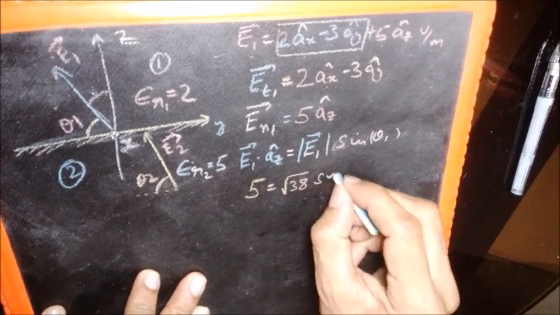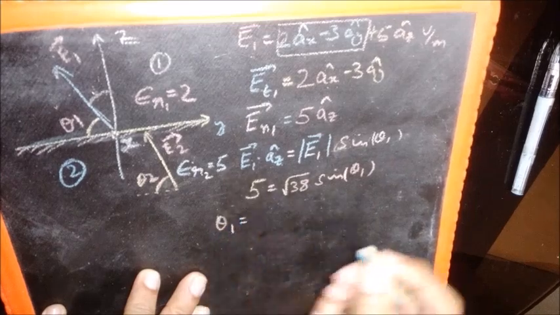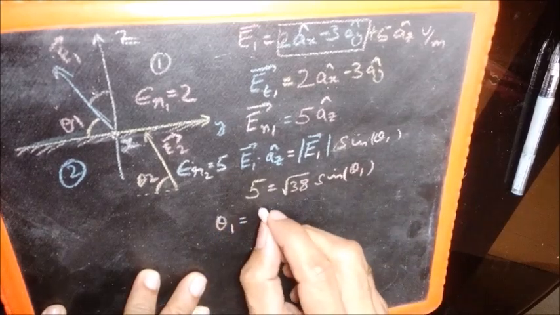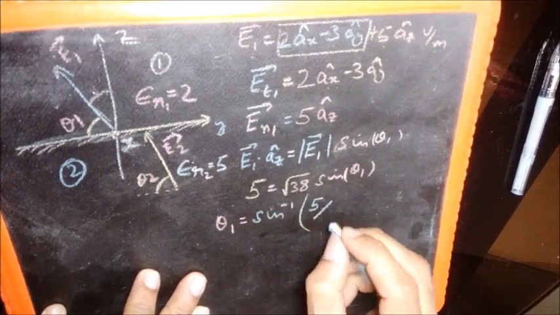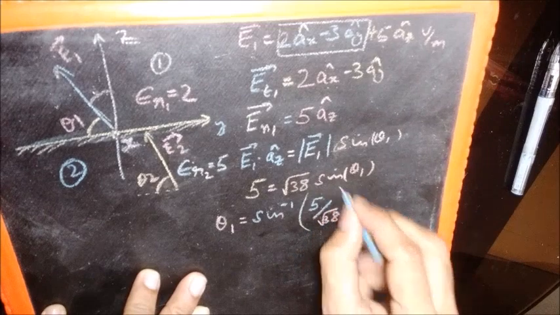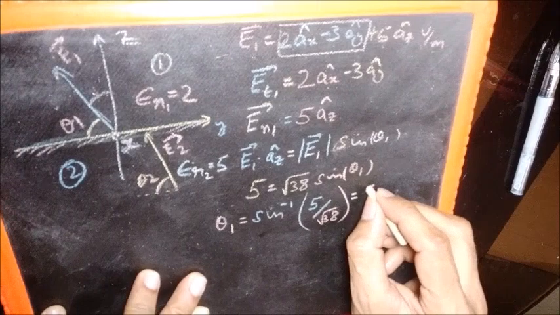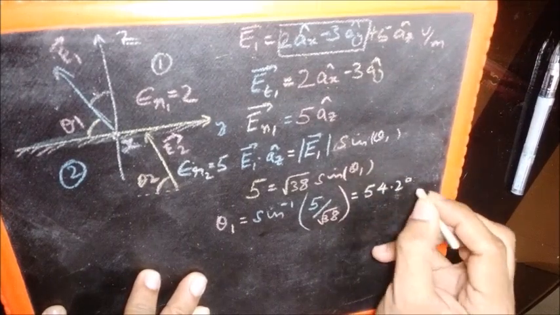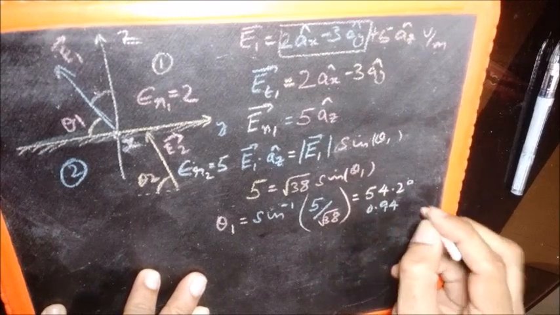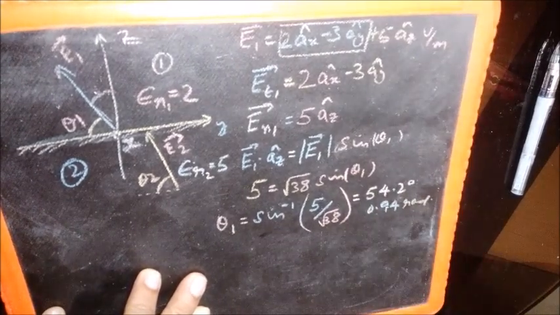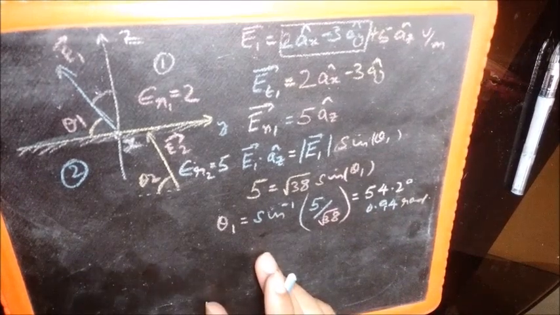sin theta 1, and theta 1 is immediately determined to be sin inverse 5 by root 38, which can be shown to be 54.2 degrees roughly, or 0.94 radians. So that tells us what theta 1 is.